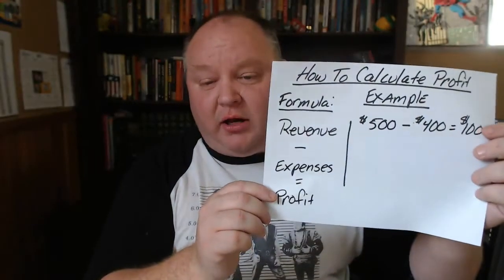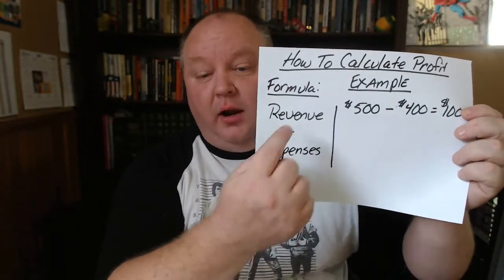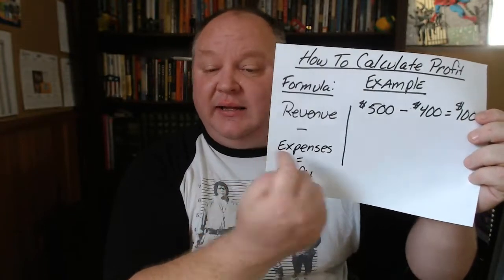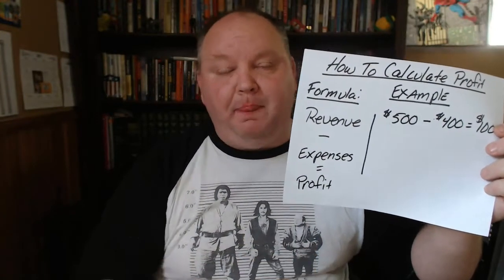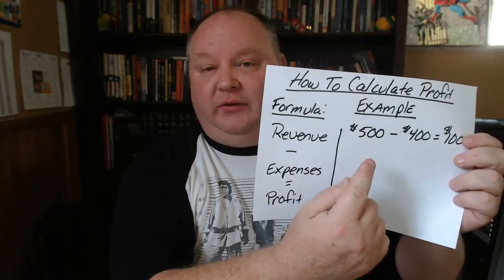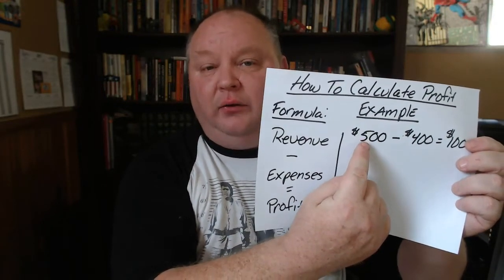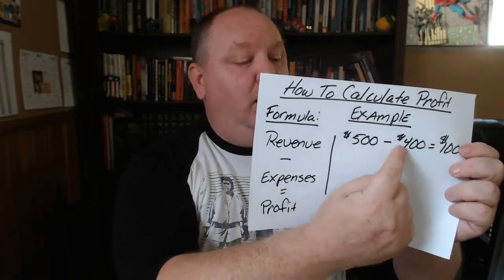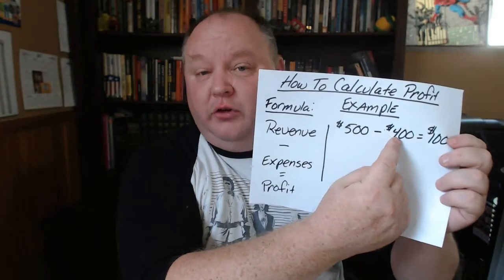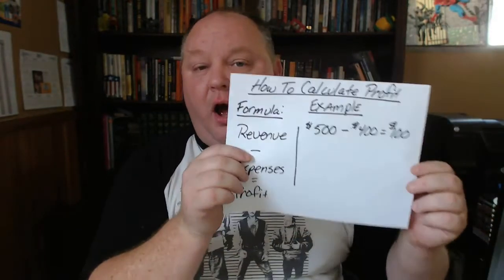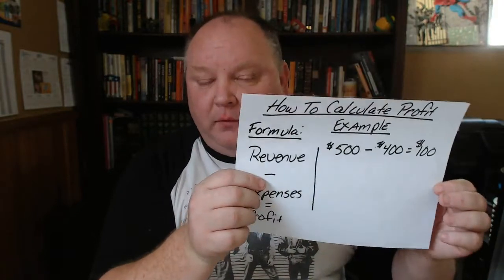So we just went over how you calculate profit. The formula is right here: revenue minus expenses equals profit. Okay? Our example was we made $500 for the job. It cost us $400 to do the job, leaving us with $100 profit. Okay? Really pretty simple. That's what we need to know.